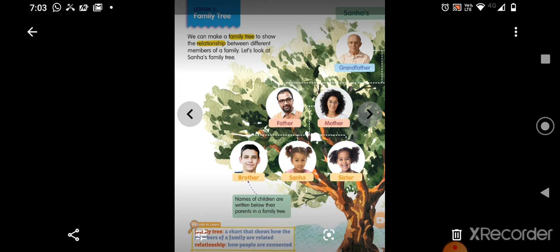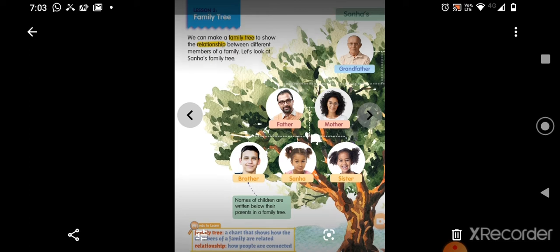Let us look at Sanha's family tree. Here Sanha is the small girl, you can see her at the bottom line. Her family is what we are going to get to know now. See here, in the topmost part we have the grandparents, in the middle the parents, and then in the bottommost line we can see Sanha and her brother and sister.